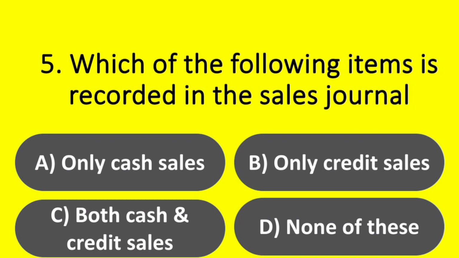Another question, which of the following items is recorded in the sales journal? Option A only cash sales, option B only credit sales, option C both cash and credit sales, option D none of these. Answer option B only credit sales.